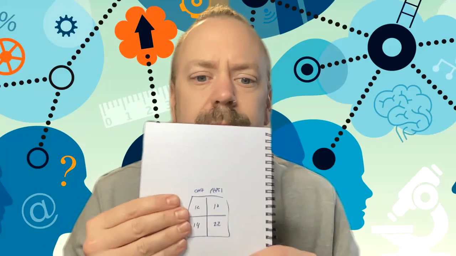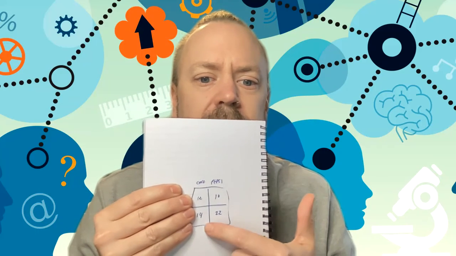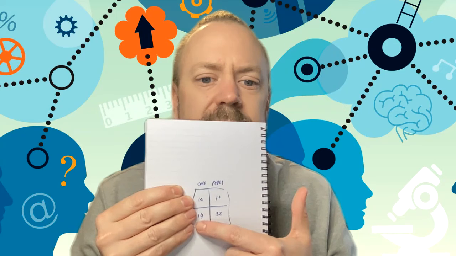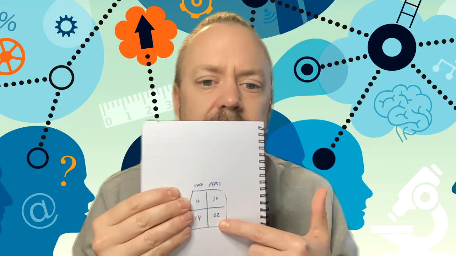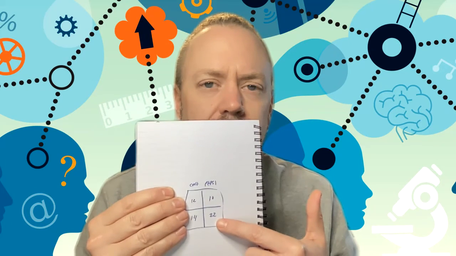Well, we just do the opposite. Just block those off. And now we're just adding down the columns. So here we go. 14 plus 12 is 26. 22 plus 10 is 32. We have a main effect for soda. All right. And so that's how we get main effects.